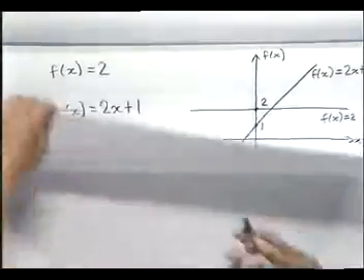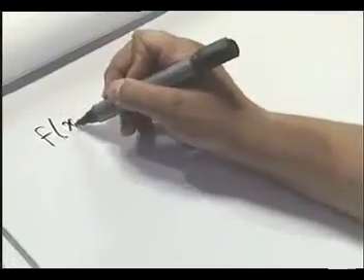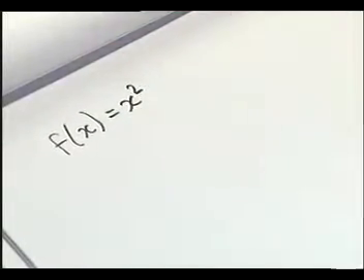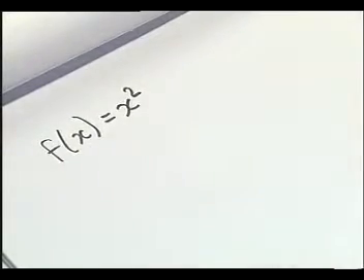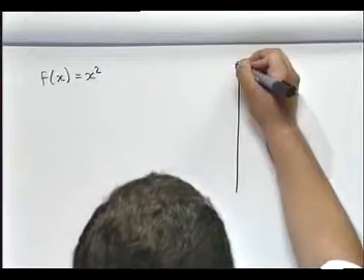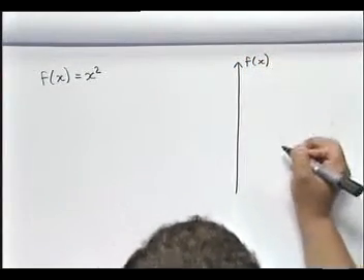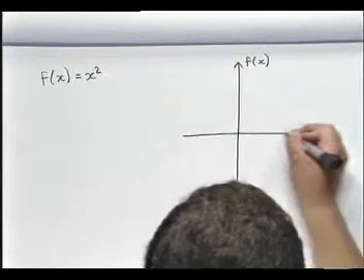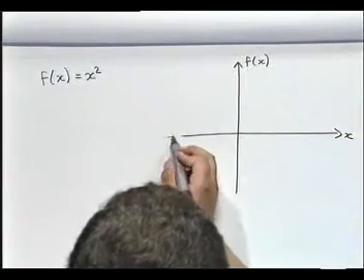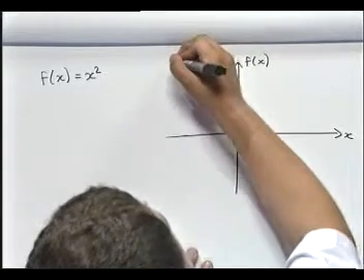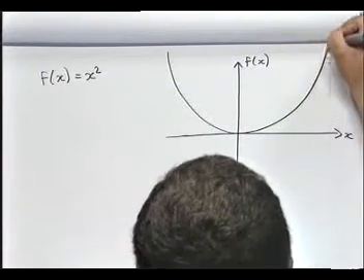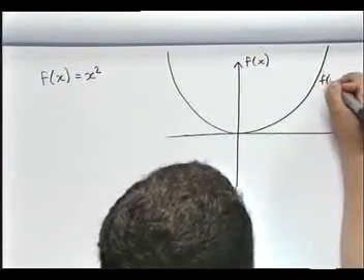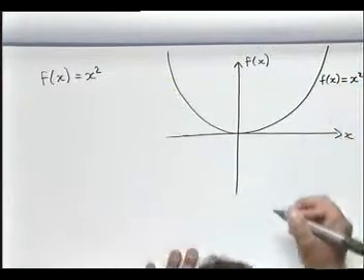So let's have a look now at some quadratic functions. If we had f(x) equals x squared. We know this is a quadratic function because it's a polynomial of degree 2. And we can sketch this. It's a very familiar curve. If we have f(x) on the vertical axis and x on our horizontal axis, we know that the graph f(x) equals x squared looks something like this. So this is f(x) equals x squared.